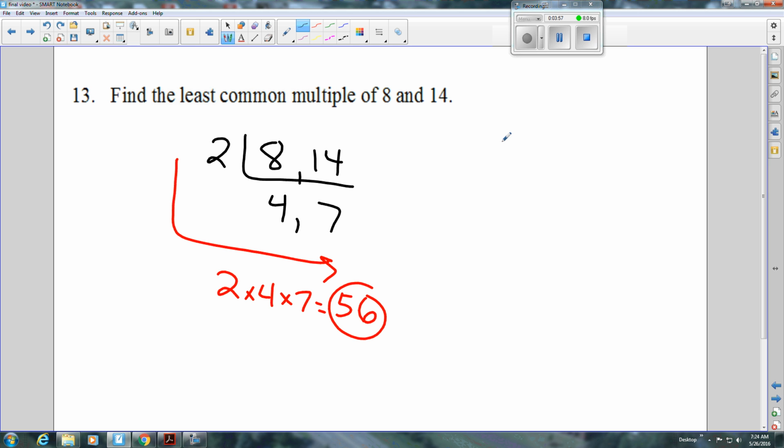Find the least common multiple of 8 and 14. Well, 2 goes into both 8 and 14. Then we multiply around the L. The least common multiple of 8 and 14 is going to be 56, because 14 goes into 56 4 times, and 8 goes into 56 7 times.